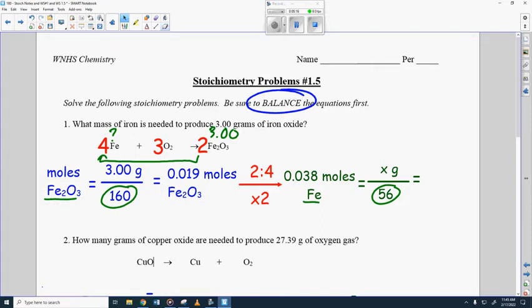So I'm going to multiply both sides by 56. It cancels out on the right. 0.038 times 56 should give me my answer. So that comes out to be 2.13. 2.13 what? Grams, because that's a mass. And it's Fe, because we're talking about Fe at the end there. You multiply 0.038 by 56, because that's how you solve for x in that equation. We'll do number 2 here in a second.